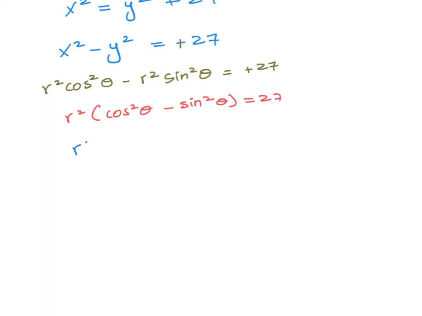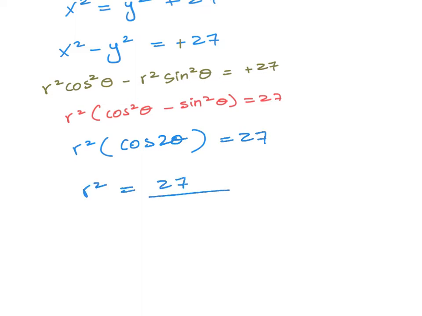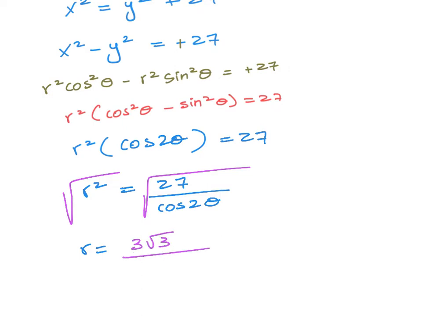So r squared, what can I write cosine squared minus sine squared theta as? Isn't that one of the identities? So that's cosine 2 theta, is equal to 27. So divide both sides by cosine of 2 theta. Because you have a fraction and you have a variable on the bottom, remember you have to do domain restrictions, okay? But let's go ahead and square root both sides. What's the square root of 27? 3 root 3 over square root of cosine 2 theta.